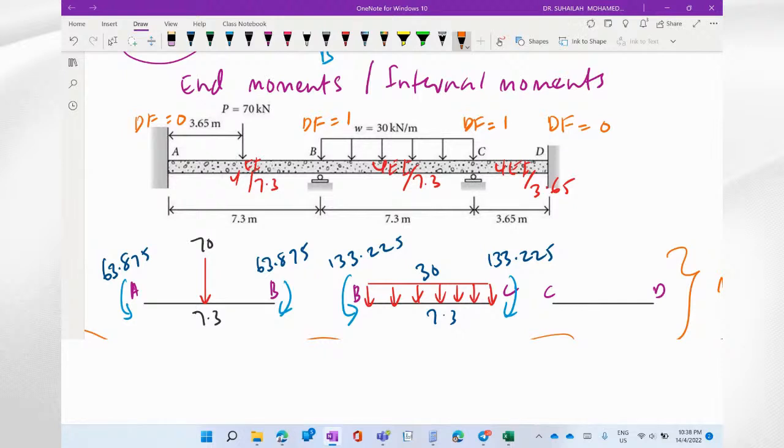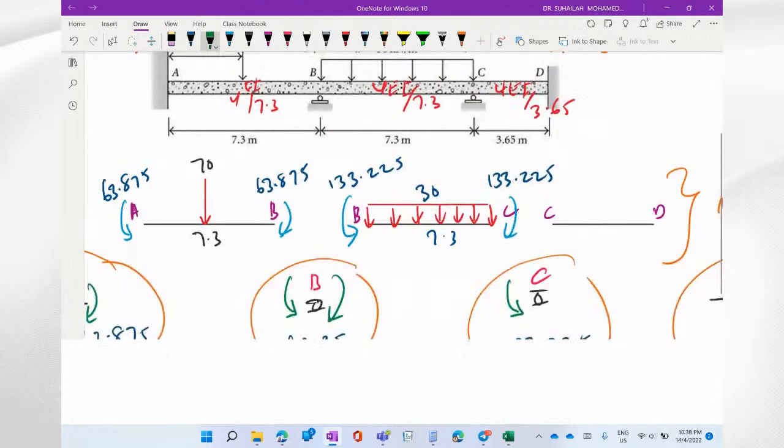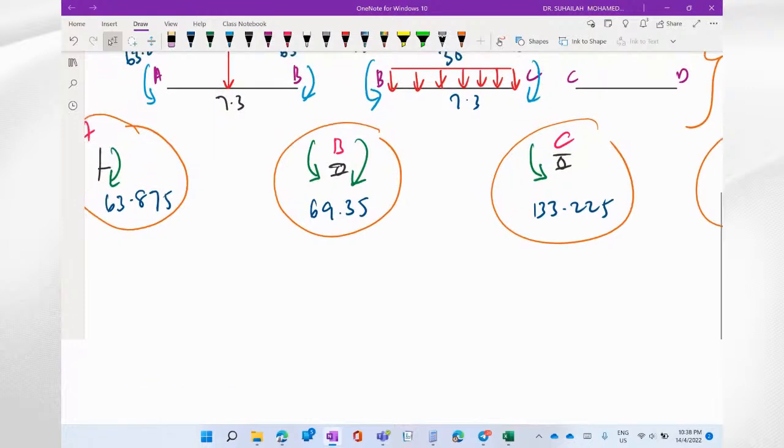Okay, about the carryover factor, all will be 0.5. So the carryover factor, this is 0.5, this is 0.5, all 0.5. Okay, so let's start with the table.